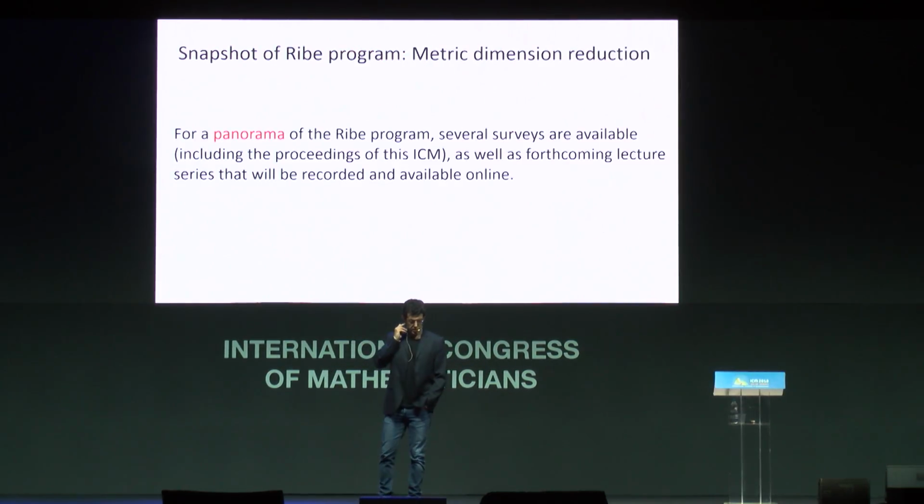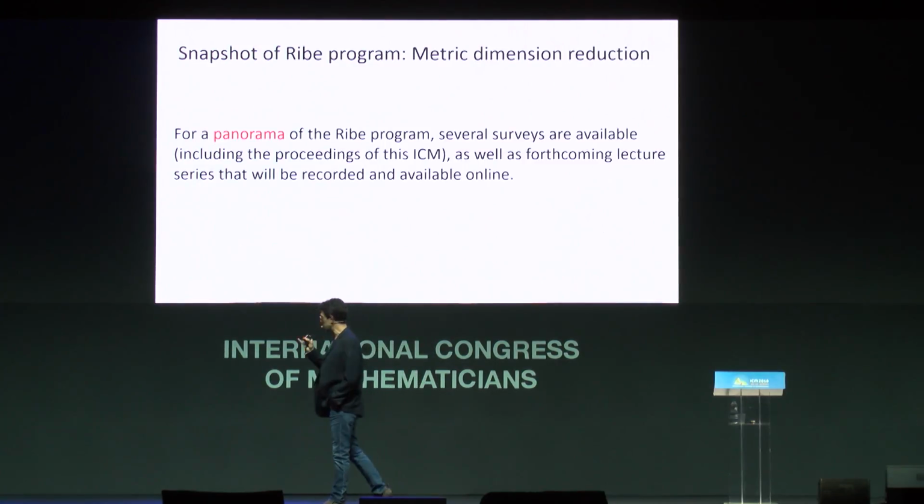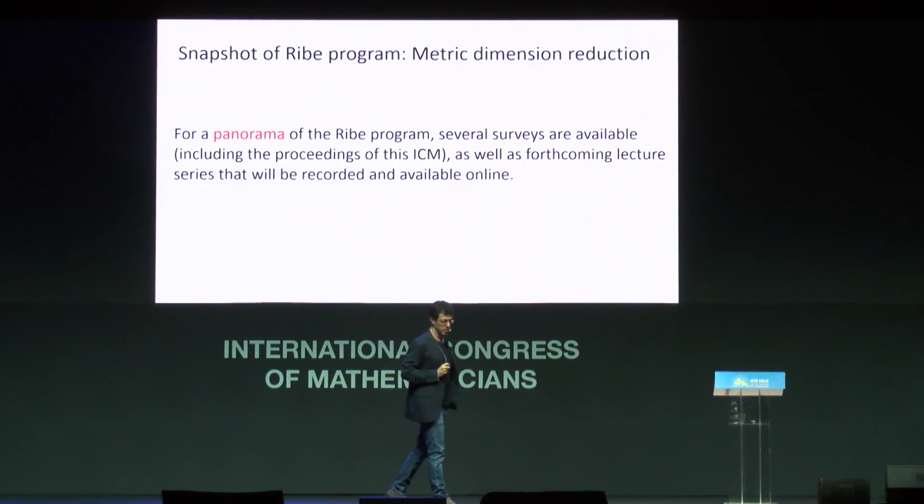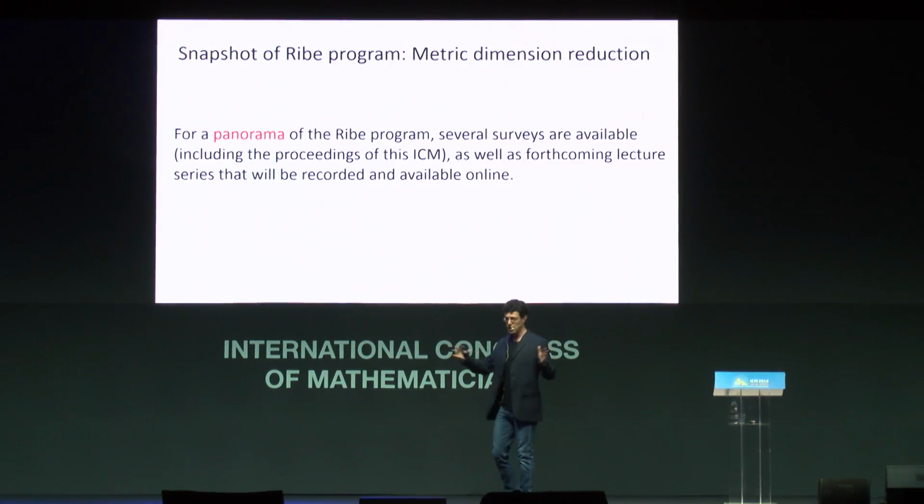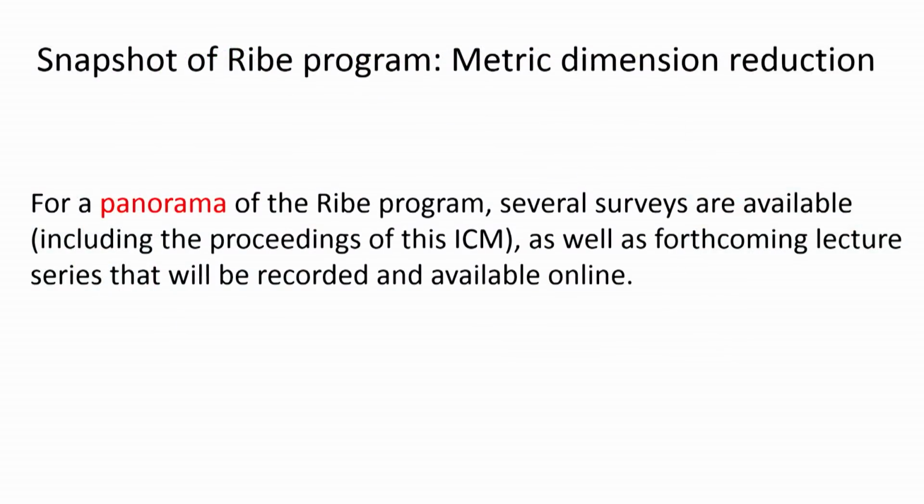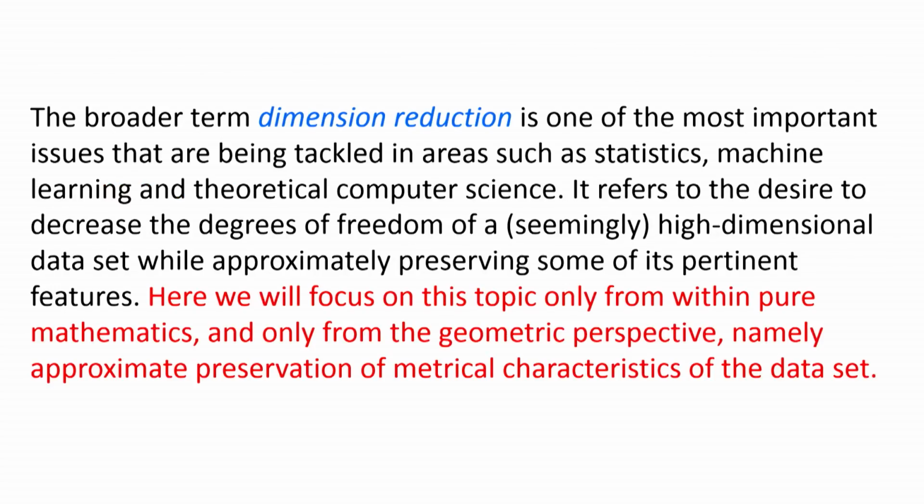So now I want to discuss this snapshot, this little corner of the Ribe program called metric dimension reduction. And this is really a little corner of the program. There is no book about the Ribe program yet, but there are many very long surveys which are freely available online. Even in the proceedings of the ICM, I broadened the scope and described a lot of it. So if you want to see a lot of context, it's available. But we're going to look at a little corner of this notion.